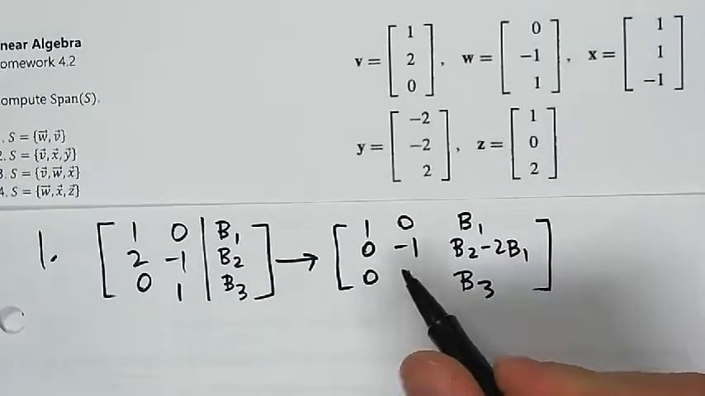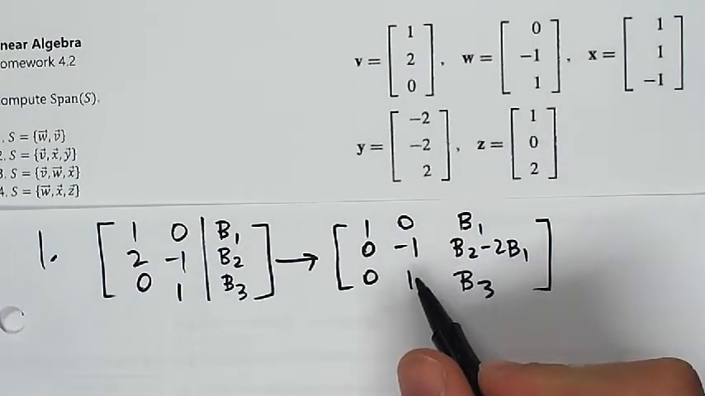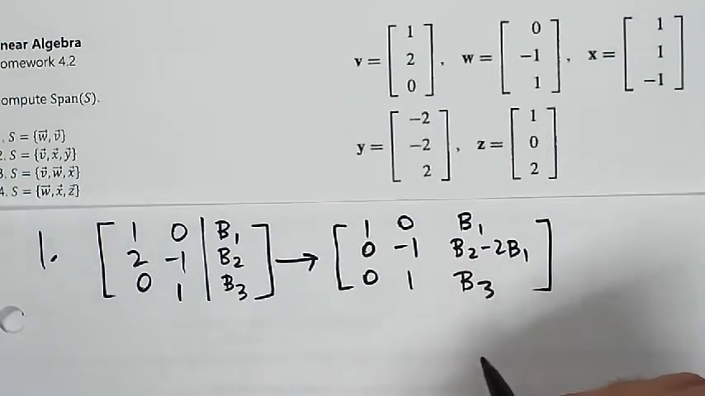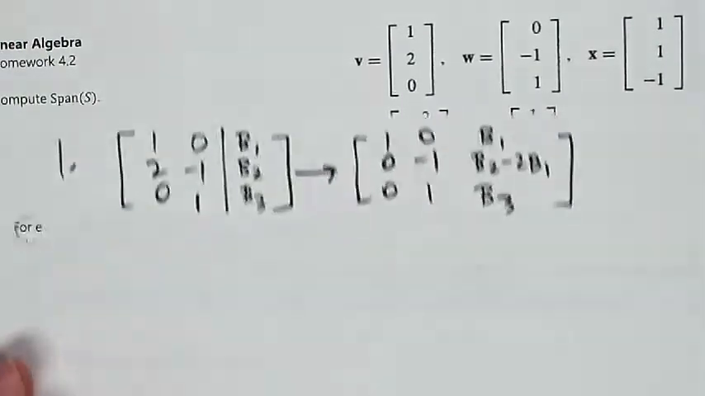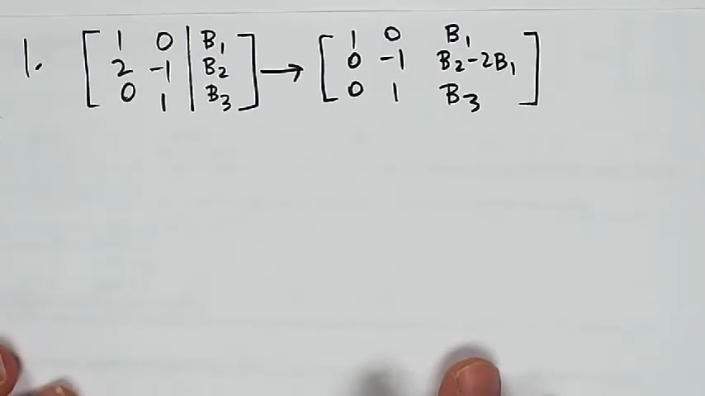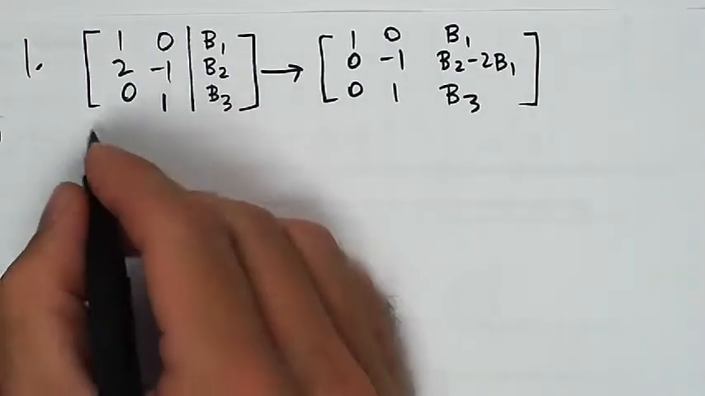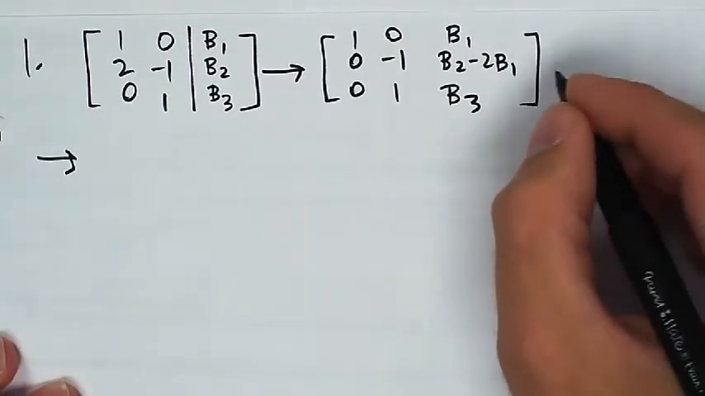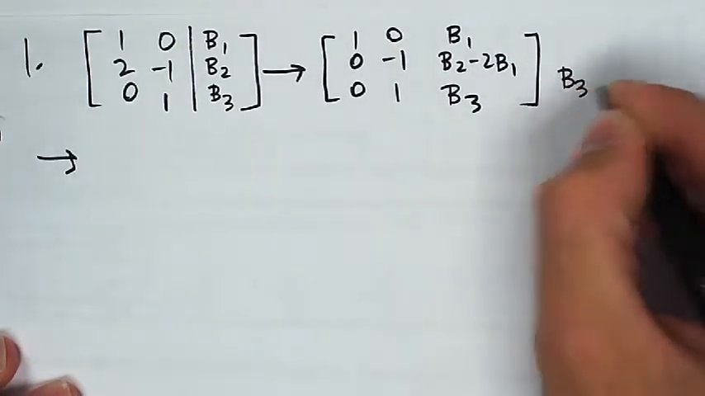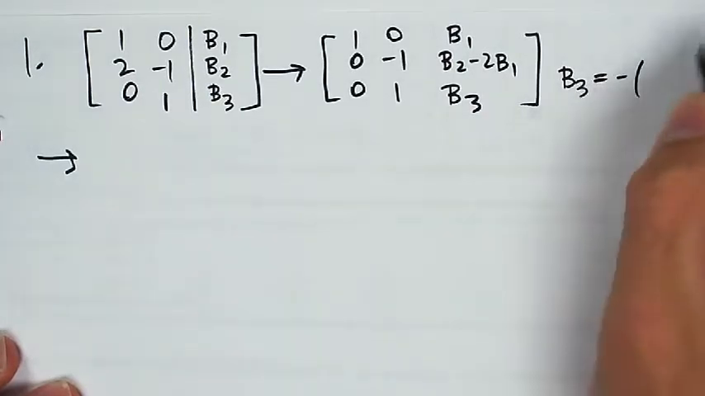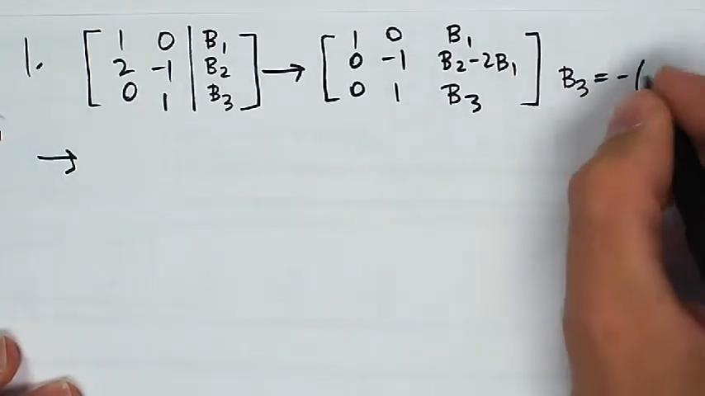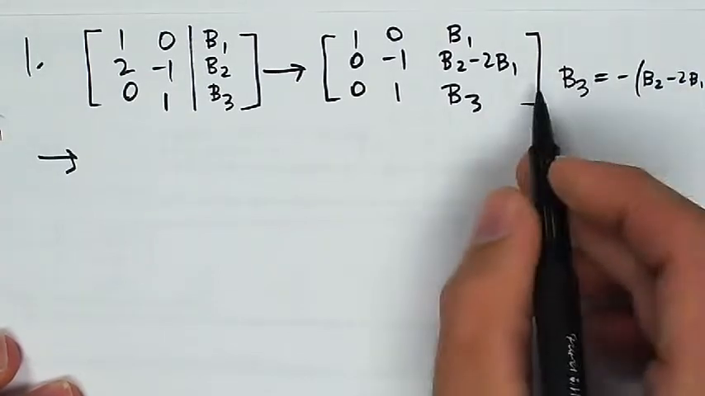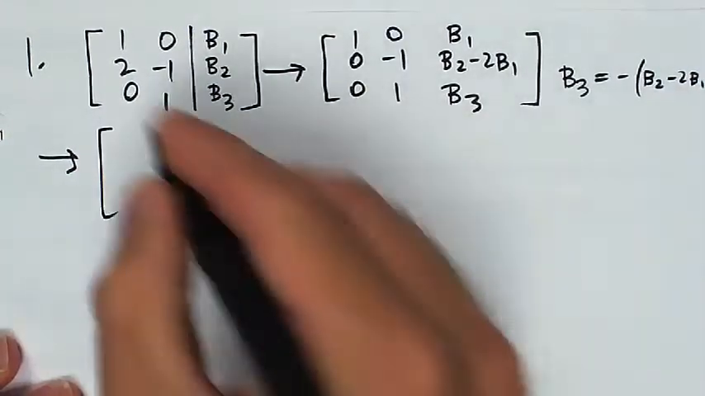Okay, what this is telling me is that if this is going to be consistent, if I'm going to have any outputs at all, then this needs to be the negative of that. Okay, so I'm going to go ahead and keep pushing on that front. I can tell that I'm going to end up with something that means B3 equals the negative of B2 minus 2B1. But I'm going to show you how that happens in the row reduction.